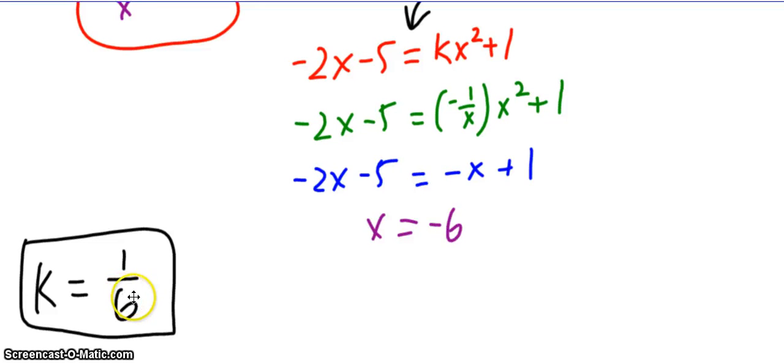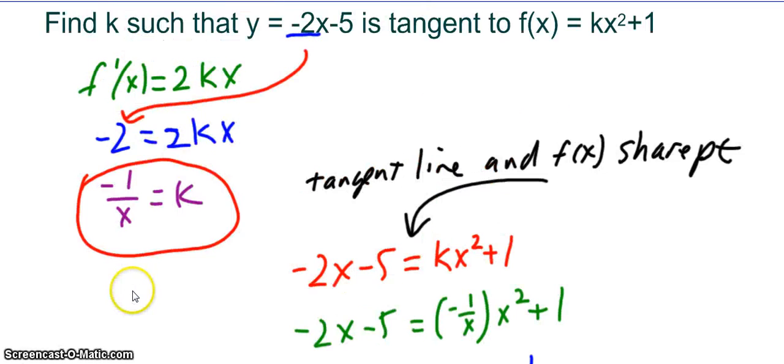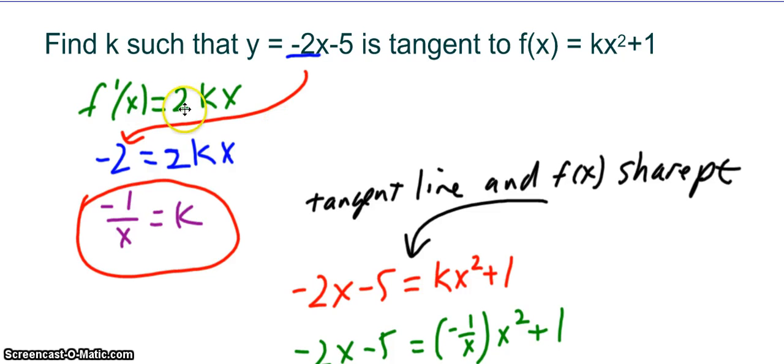Alright, so here we should end up with k equals 1/6. Okay, how do we do that? Well, a couple things we need to talk about. If this is the tangent line, the slope of the tangent line is -2, so I know the derivative of the function needs to equal -2. So I find the derivative of the function, which I just do my power rule, so 2kx. Remember, k is a constant here, so we don't do the product rule with this. So I get 2kx equals -2, because it has to equal the slope of the tangent line that I'm trying to find. Then I just rearrange this and isolate k.